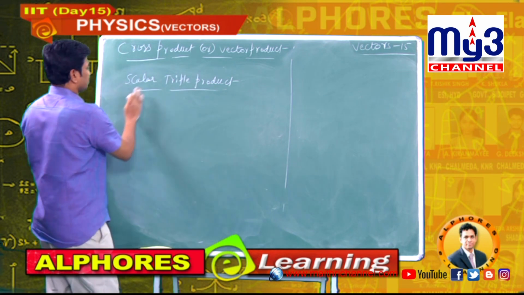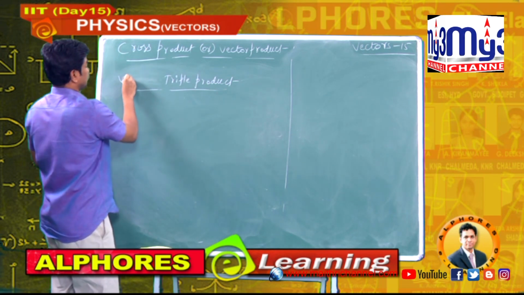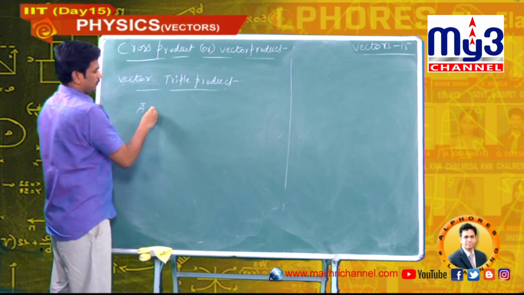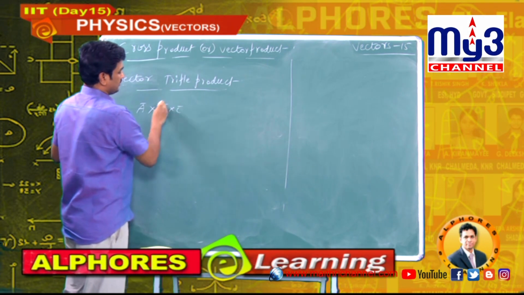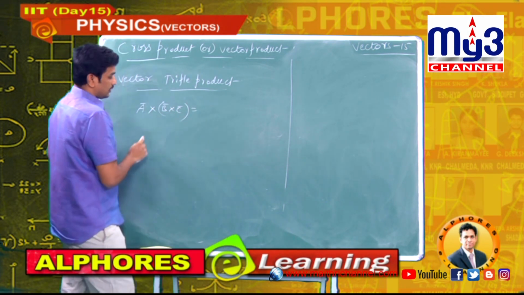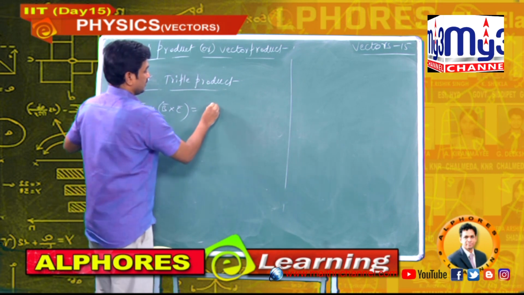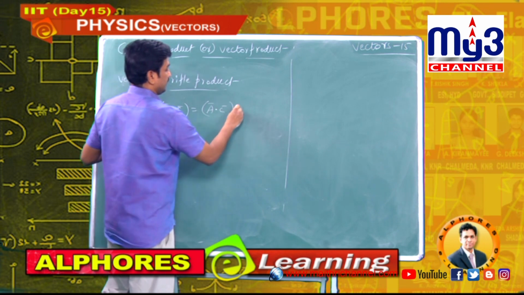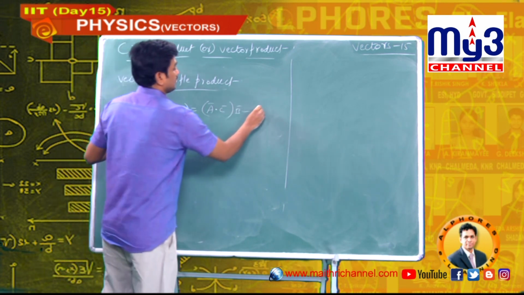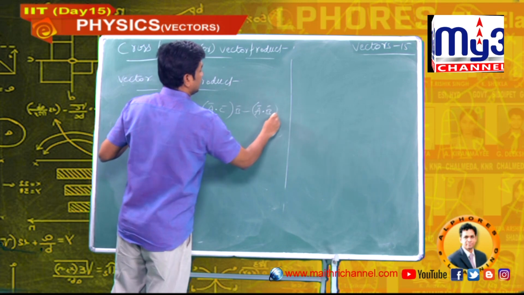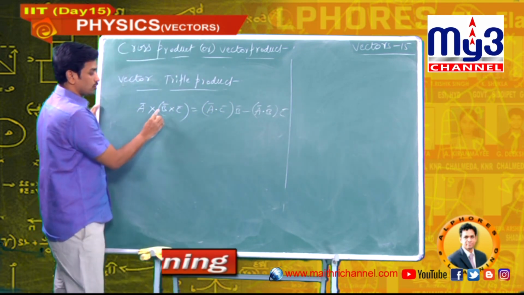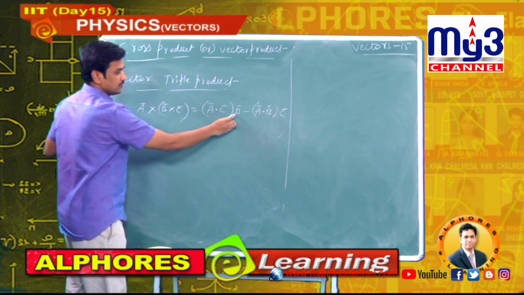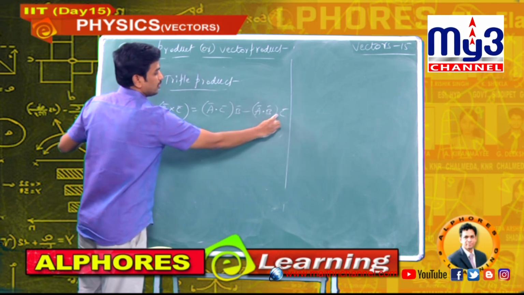One more, vector triple product. What is vector triple product? A bar cross B cross C. A bar cross B cross C is A bar dot C bar into B minus A dot B into C. A bar cross B cross C, answer how much? A dot C into B, next one minus A dot B into C.